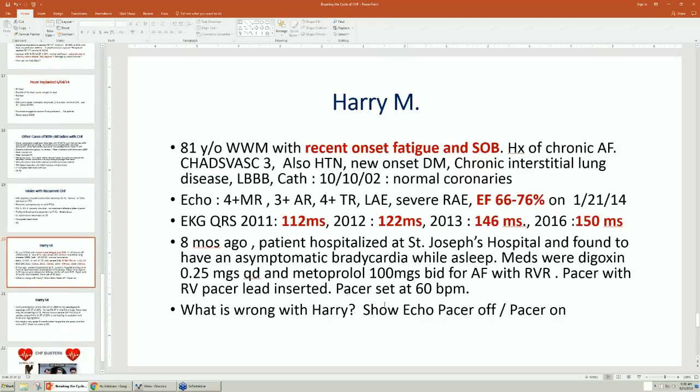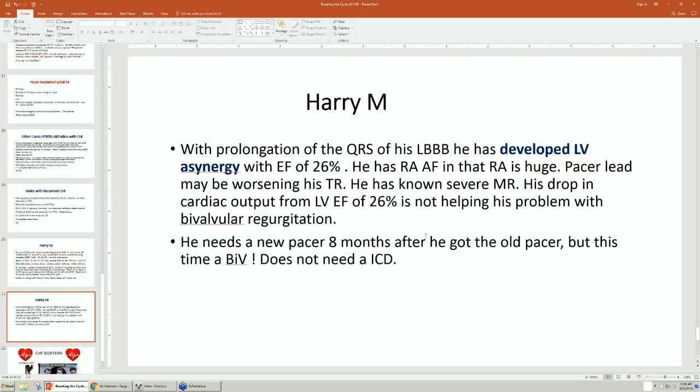And he had asynergy. We were able to demonstrate that his current pacer wasn't doing the trick because it's an RV pacer. So here he is, 8 months after having a pacer put in, and we have to upgrade his pacer. He has to have a BiV, not the old pacer, 8 months old. He doesn't need an ICD, so we should be able to do that.